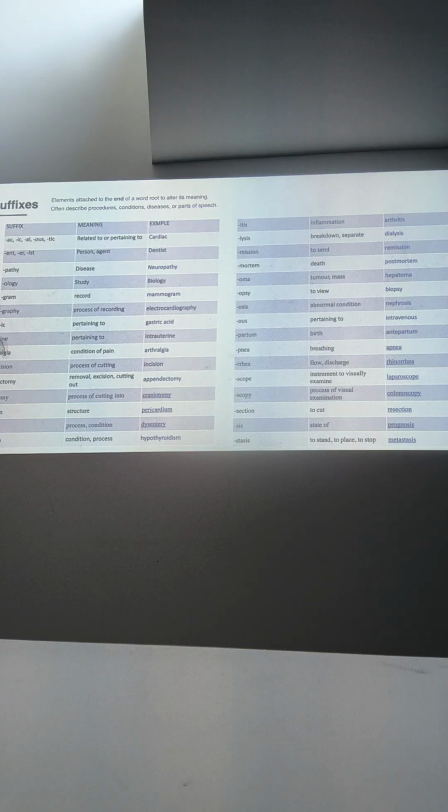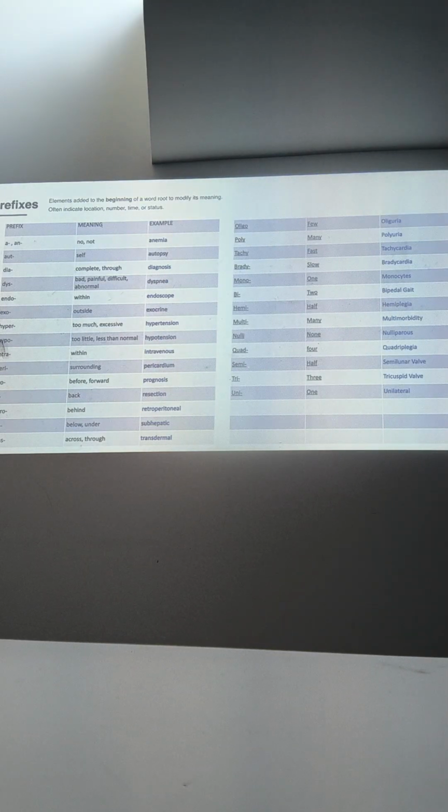Then -stasis is to stand, to place, or to stop. So metastases, so that actually means when something has moved to different parts of the body. So the cancer tumor has metastasized. So that means the tumor has migrated from where it originally was, let's say from the liver to the brain. So it's metastasized. And that's usually a bad thing as well.